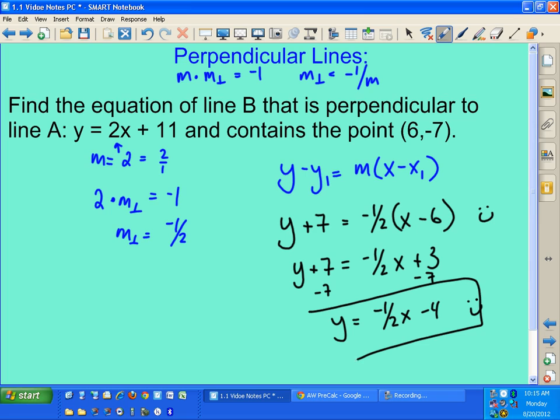It doesn't really matter whichever one you want to do. Some people are more comfortable with the slope-intercept form because that's what you're used to, but point slope is the exact same thing. So I believe this concludes our lesson for today.